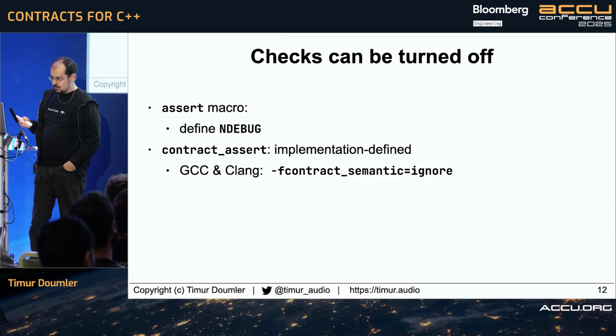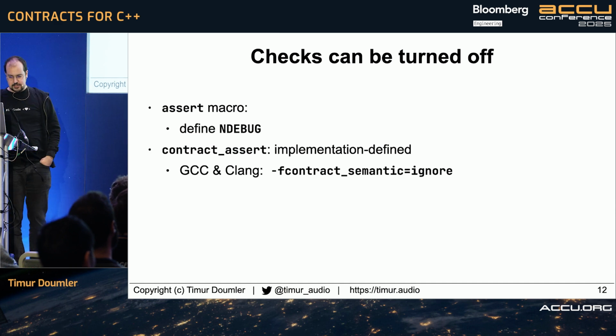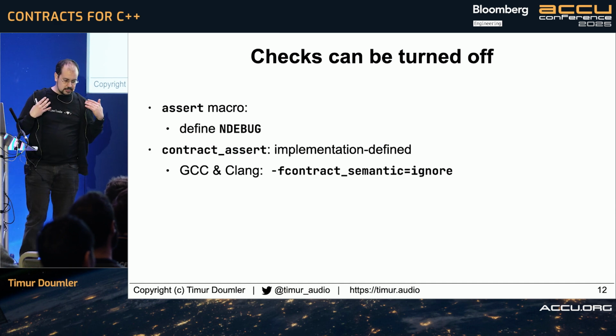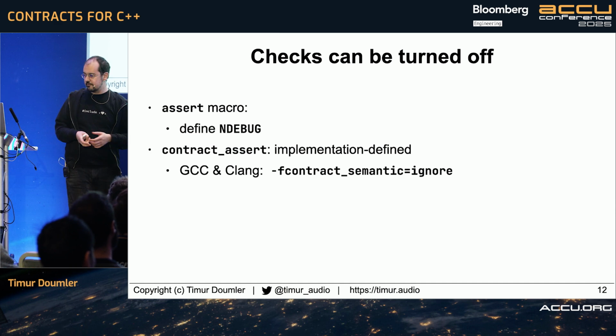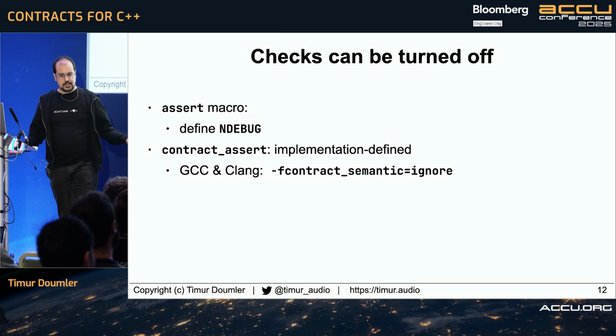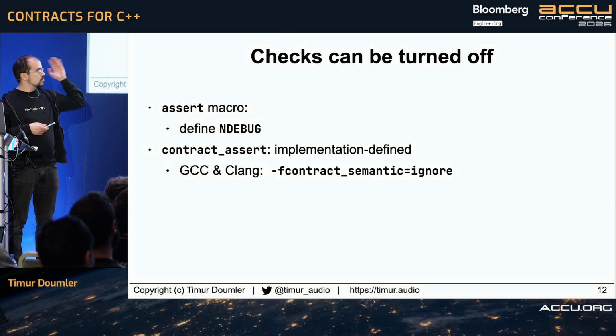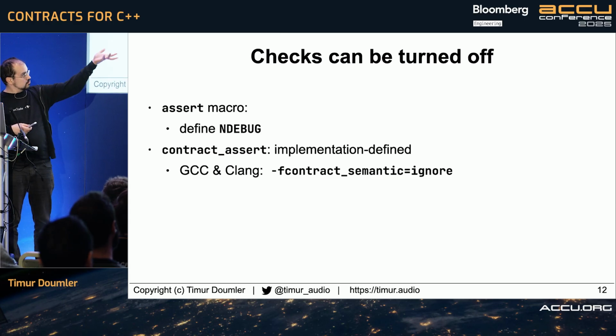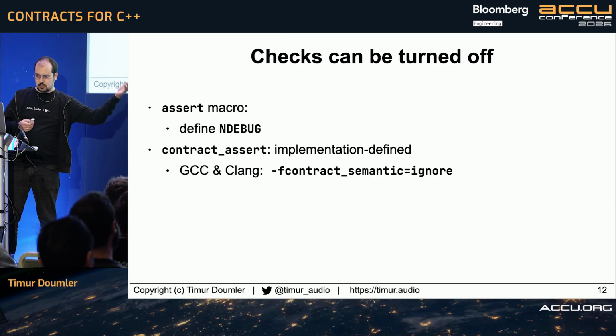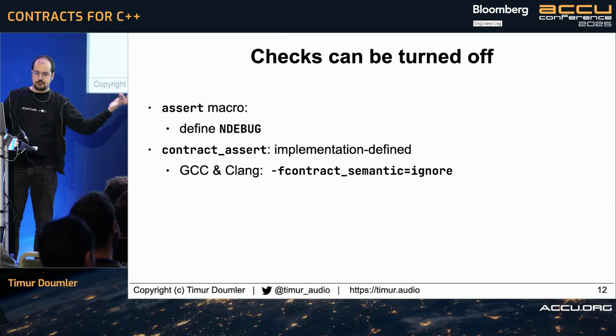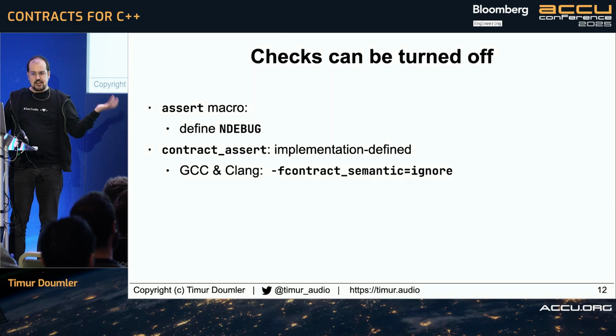Contract assert is not a macro, so you don't use another macro to turn it off. Instead, it's implementation defined how you turn it on or off, because we don't standardize things like build flags in the standard. But in practice, in GCC and Clang, there is a flag like this: -fcontract-semantic=ignore, and that's going to turn your assertions off. Right. So I think that's very easy and simple.